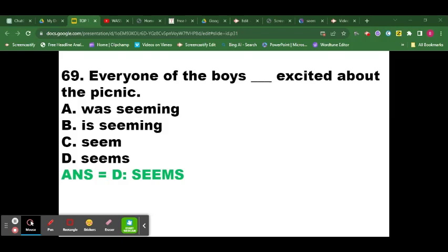Now, the second thing to consider here is the rule of concord. Okay, when you are dealing with one of, then every one of refers to one person among the boys. So it is a singular subject and must take a singular verb. And that is why we use seems. Every one of the boys seems excited about the picnic.